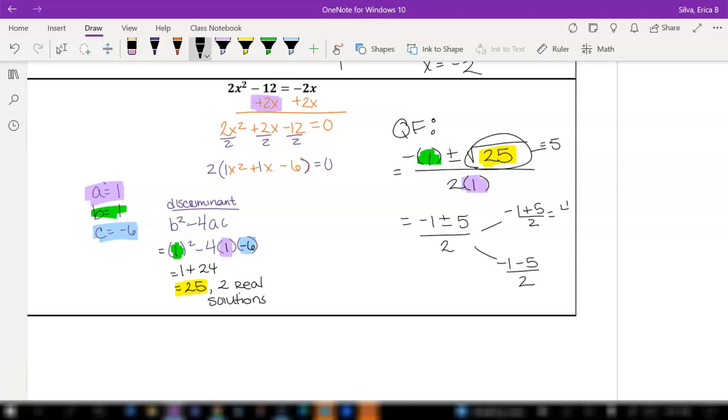So in this case, we have 4 divided by 2, which is 2, and here we have negative 6 divided by 2, which is negative 3. So our two solutions are negative 3, comma 2. And if we were to graph this, that would mean we would have a solution at negative 3 and one at positive 2.